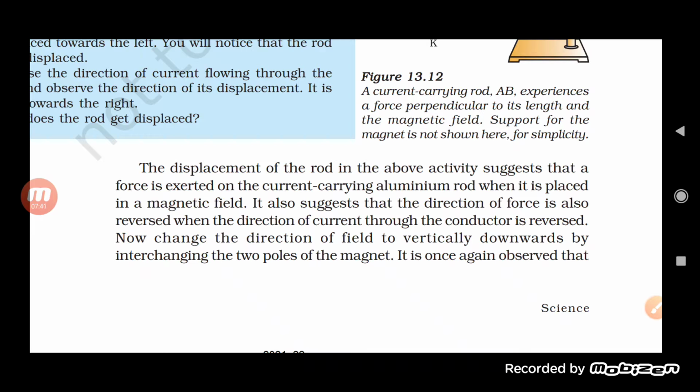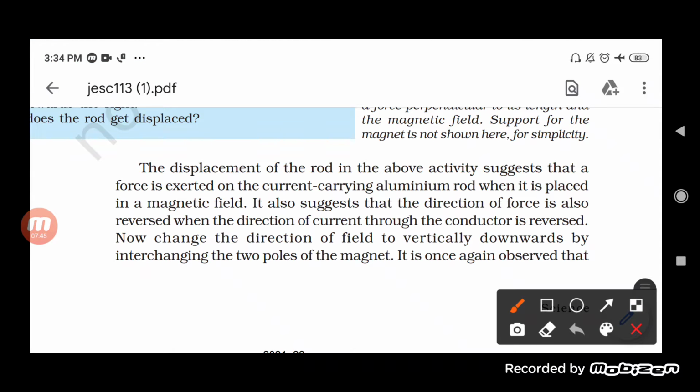See, here it is said that when the displacement occurs, students, it is because a force is exerted on a current carrying aluminium rod. The aluminium rod is carrying the current, so a force is exerted on it, and this force is exerted when the aluminium rod is placed in a magnetic field. When it is placed in a magnetic field, the force can be felt here.